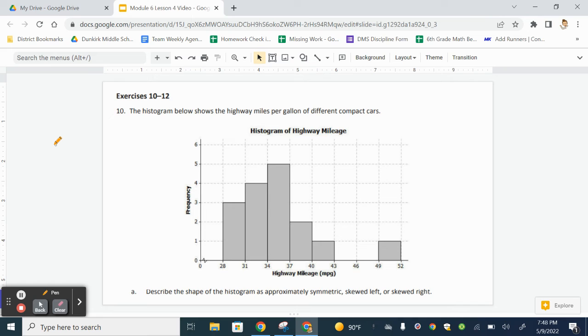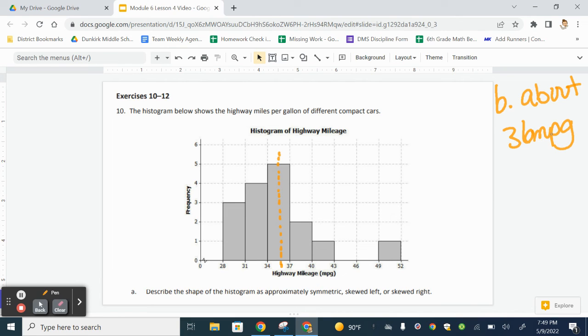The next one says draw a vertical line on the histogram to show where the typical number of miles per gallon would be in a compact car. So typical is about the average, where you see the most happening. And if you take a look, here's your vertical line. This is about where most of it's happening, right around here. So I would say that's about 36. So for part B, you would say about 36 miles per gallon.